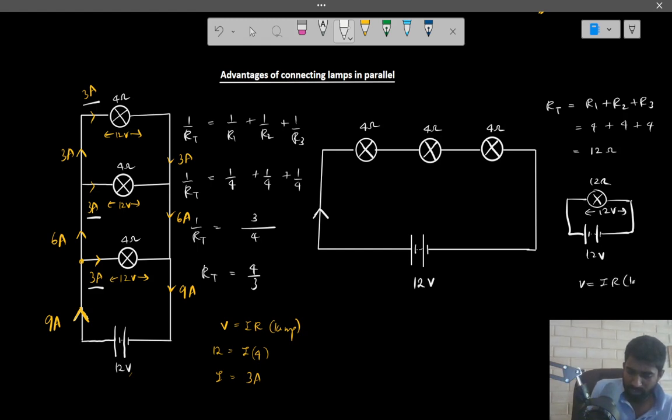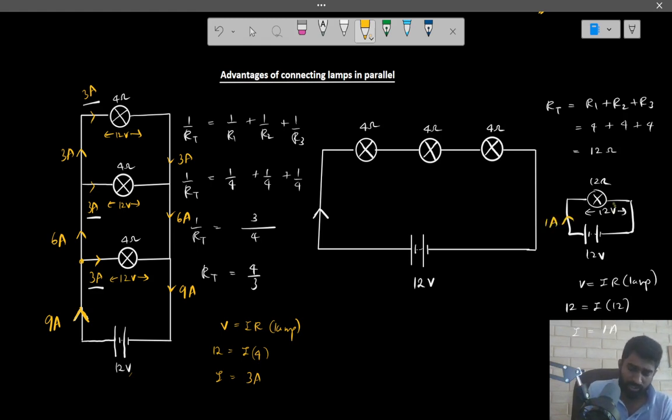You can apply it to the lamp, right? Then you can get the current. So it is going to be 12, and here the current is what we need to find. R is 12. Then we get the current. It is 1 ampere, right? Current through this circuit is 1 ampere.